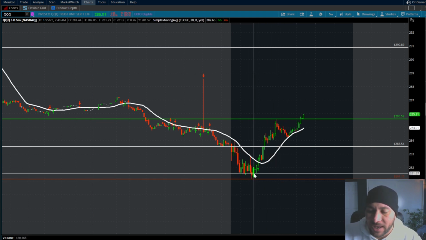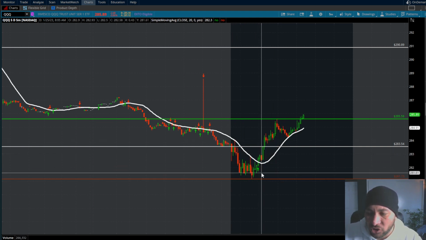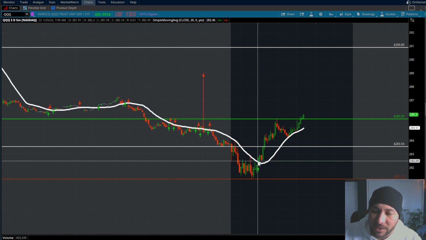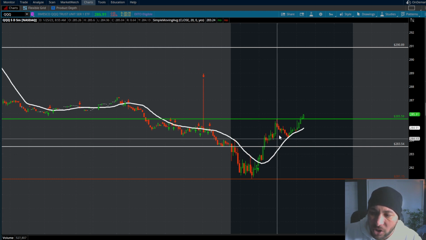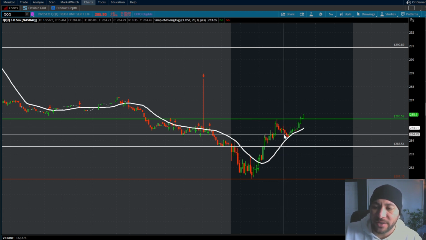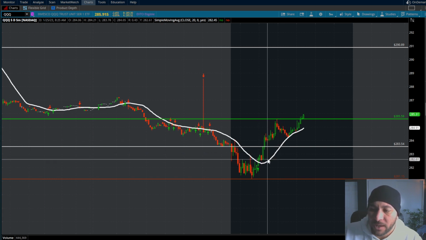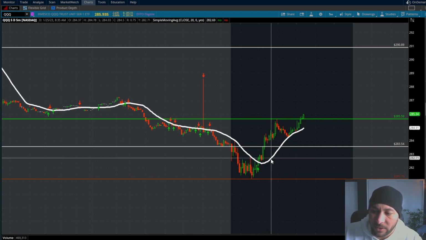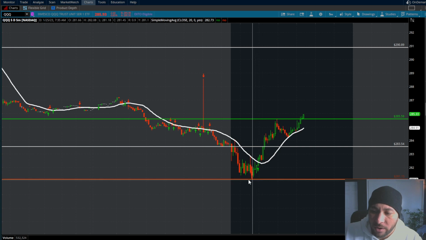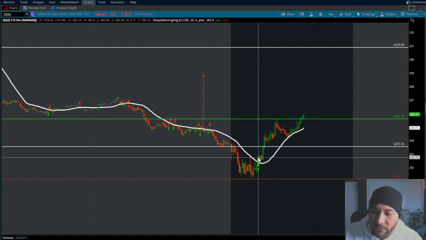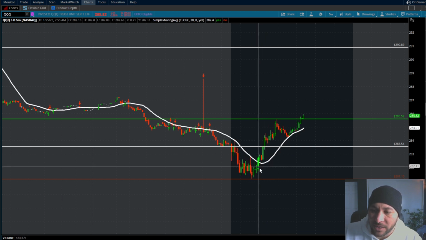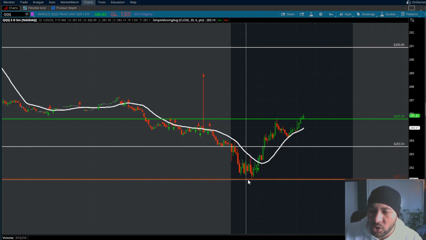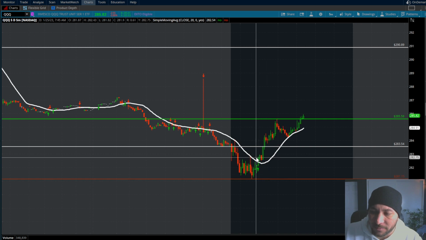Now here's your setup to play the bounce off the initial washout. As soon as we reclaim the 20 SMA, wait for the next candle to confirm this price action and then go long. You have two areas to use as a stop loss: a 5-minute candle close below the 20 SMA, or the day's low. If you want a tight stop, use below the 20 SMA. If you want to give it room to wiggle, then use the day's low as your stop.